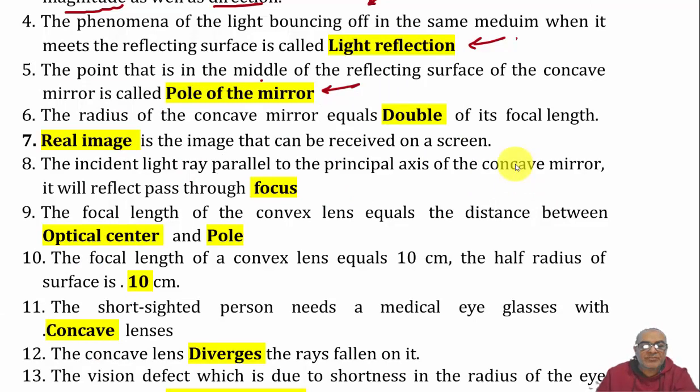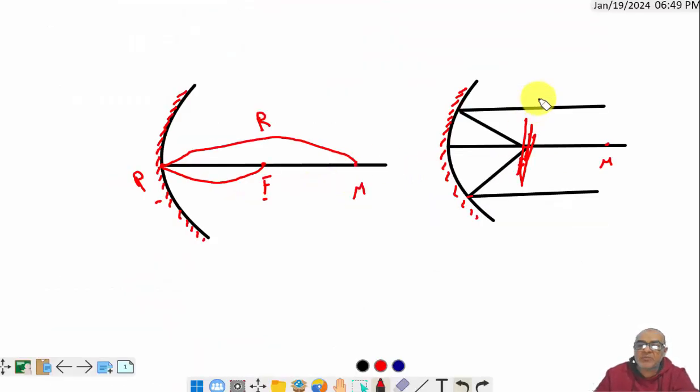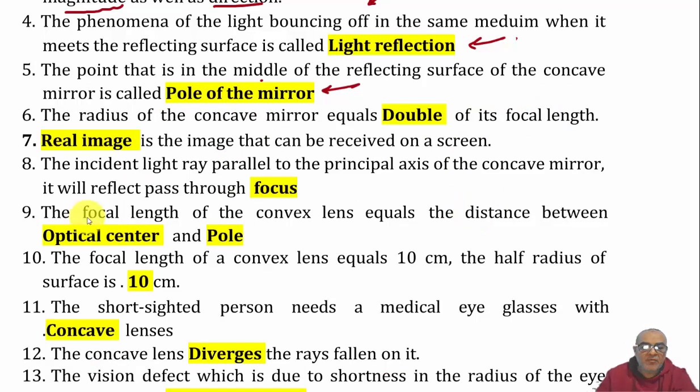The incident light ray parallel to the principal axis on a concave mirror will reflect passing through the focus. As we said here, this one is parallel to the principal axis, so it reflects passing through the focus. This is the focus here. If the ray falls parallel to the principal axis, it reflects passing through the focus. To question number 9.